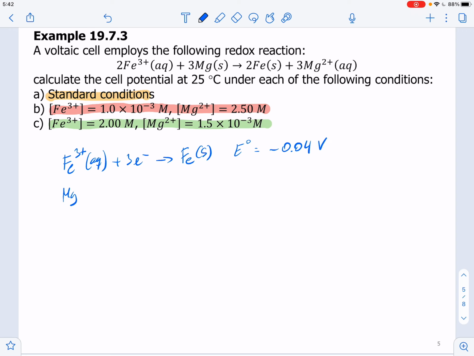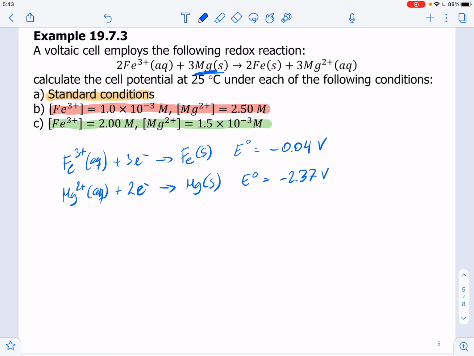For magnesium, the reaction is magnesium 2 plus plus 2 electrons going to magnesium solid, and the potential for this half reaction is minus 2.37. Therefore, the reaction with the more positive value will happen as a reduction, and the reaction with the most negative potential will happen as an oxidation. Okay, so that's why you are actually oxidizing magnesium in that reaction.